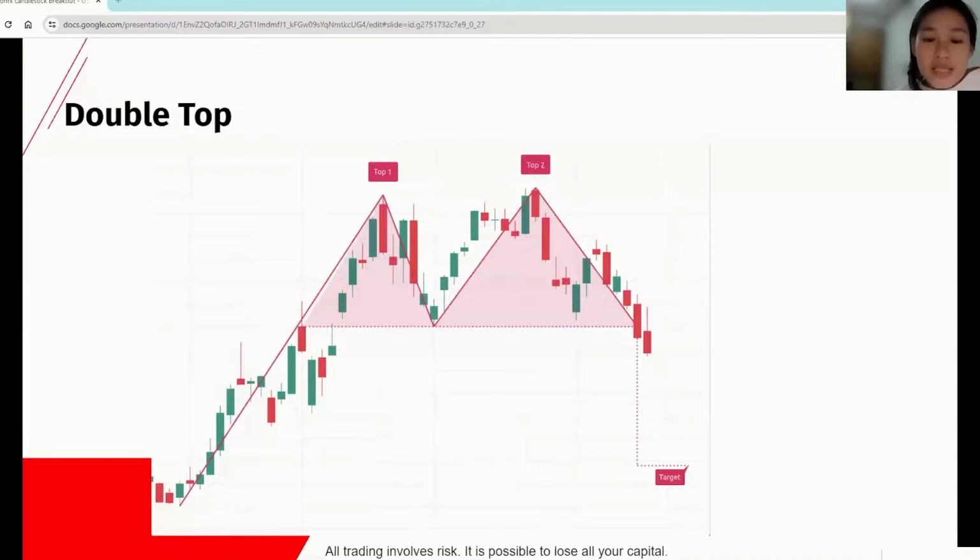Okay, so this pattern is considered formed when, after the appearance of the second peak, which is here, the price or the close falls below this neckline. So again, your neckline will be over here. And the dotted horizontal line, which you see here, ends with the target label, and it indicates the expected price level after the pattern has been formed.